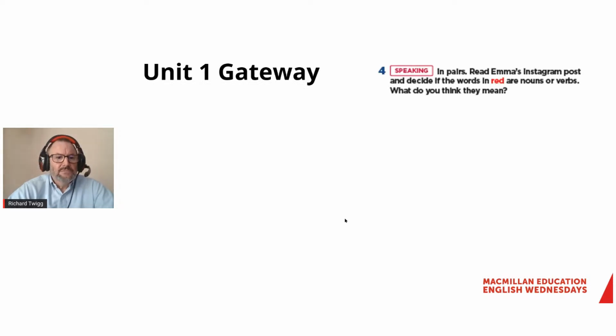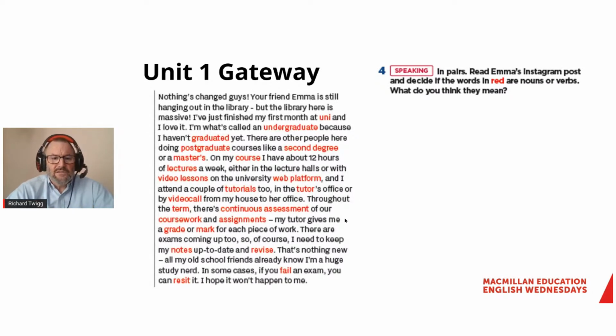So here's an example that I've taken from Unit 1. If we look at the speaking activity, it says to students, in pairs, read Emma's Instagram post and decide if the words in red are nouns or verbs. And what do you think they mean? This is a kind of scaffolding where the students have been asked to find the words, and then to decide, based on their previous knowledge and information, are these nouns or verbs? And then they start to guess so that they are engaging in the topic.